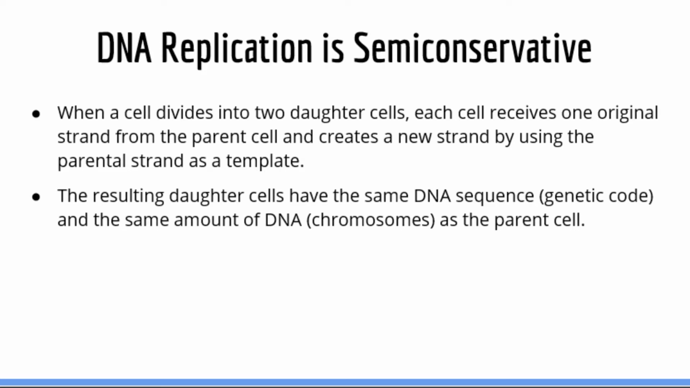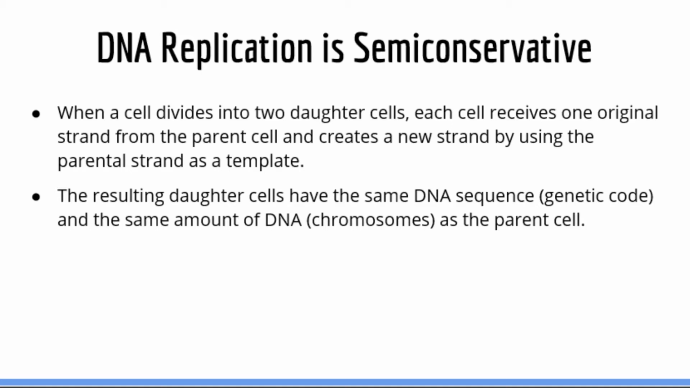Before we dive into the details, I want to introduce you to some important characteristics of DNA replication. DNA replication is a semiconservative process. This means that each daughter cell receives one strand of DNA from the parent cell, so that one strand is conserved through cell division. However, the other strand is constructed newly via DNA replication.